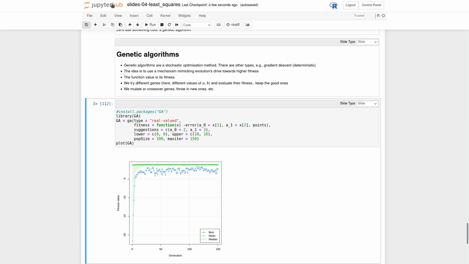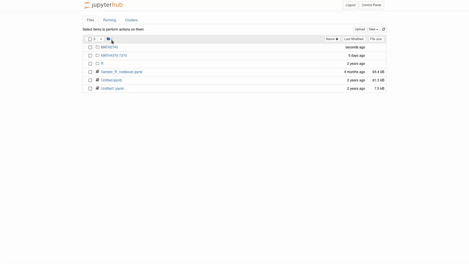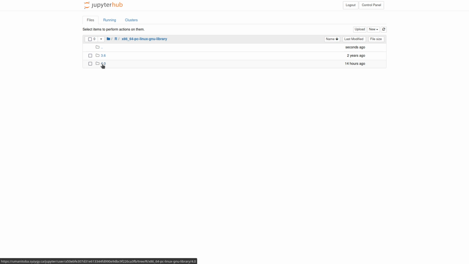Okay. So let's go back here. When you did the install packages, the first time it will have created a subfolder here in your main JupyterHub page, which is called R. It creates a folder that depends on what version of R you're using. The latest is 4.1, but we seem to be using 4.0 here. And here it's installed the packages that I'm using in a variety of contexts.